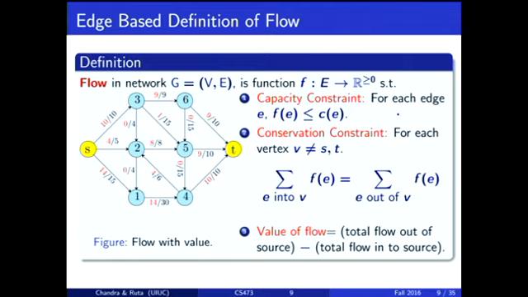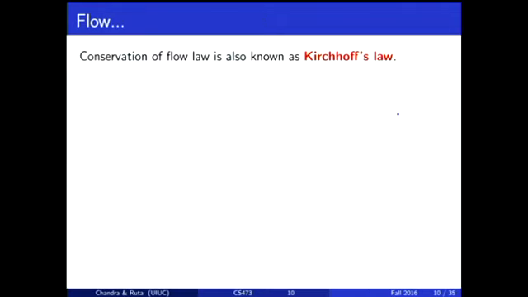Okay, so the value of the flow is the total flow out of the source minus the total flow into the source. This is conservation of flow, which in electrical circuits you know as Kirchhoff's law.